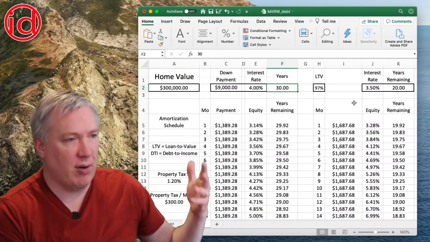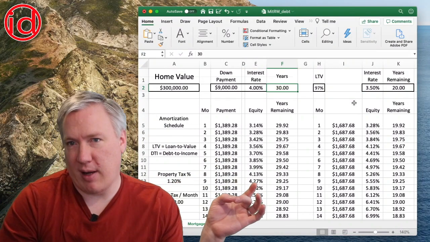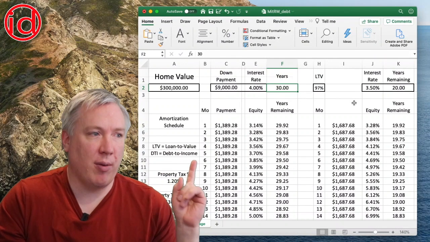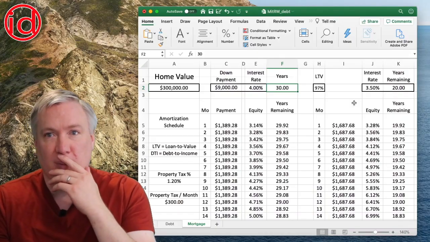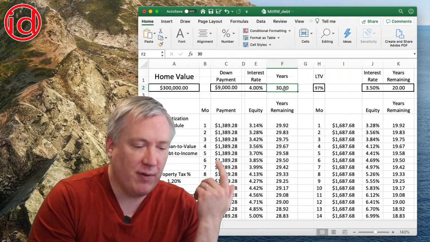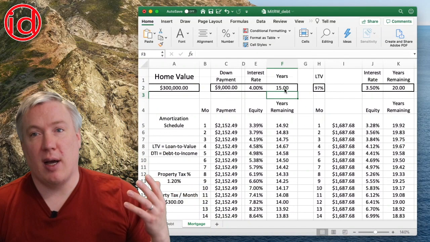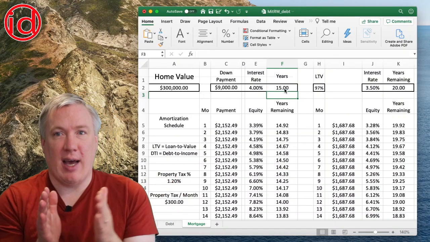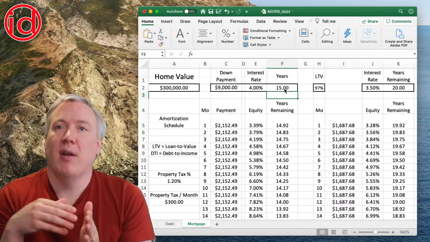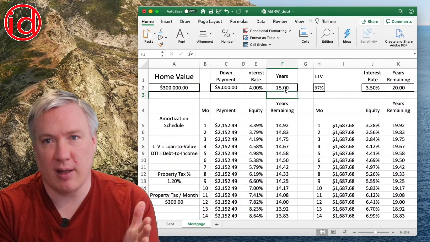I'm going to show you exactly how this works. In this case, if I have a 3% down payment of $9,000 and a 4% interest rate, over 30 years, my monthly payment is $1,389, so a little bit less than $1,400. If I were to change this down to 15 years, so half the amount of time, my payment does go up a lot, but it doesn't double. Even though it's half as long, it doesn't double because I'm paying off the principal faster, so less interest is accruing, therefore I end up paying less money.